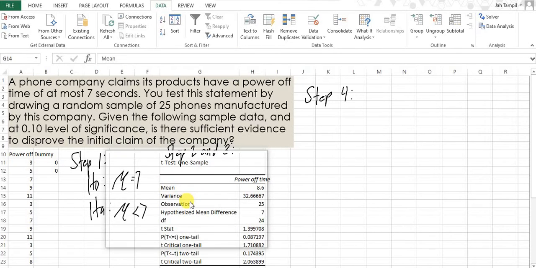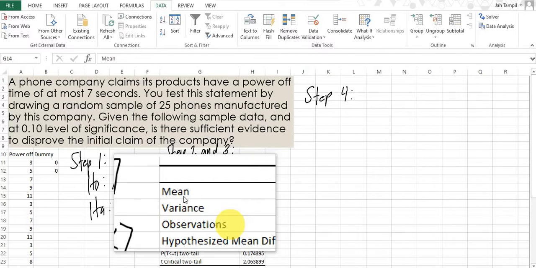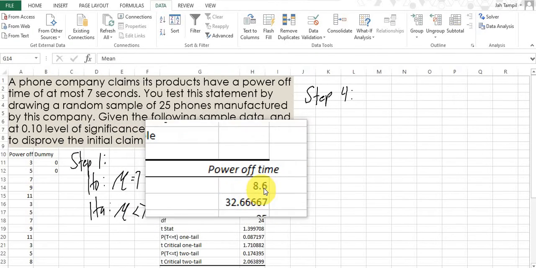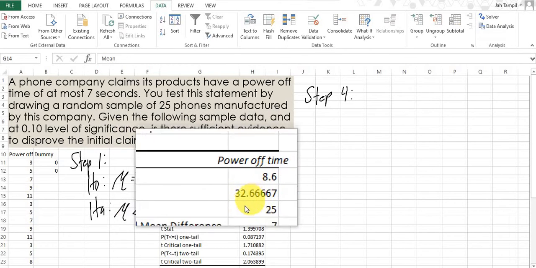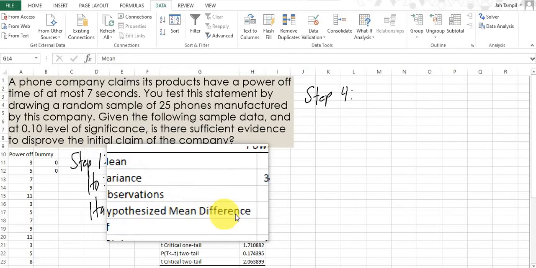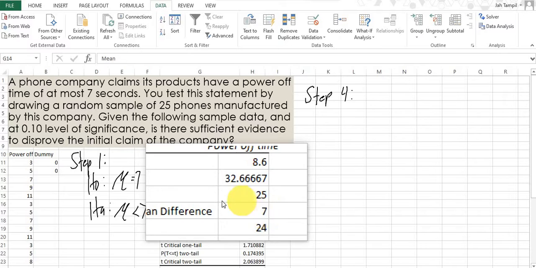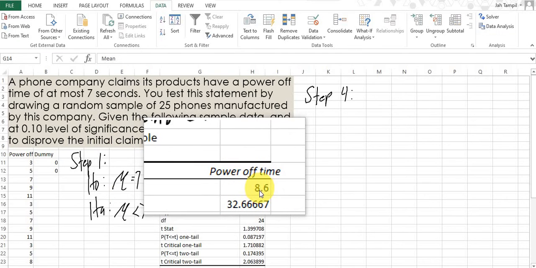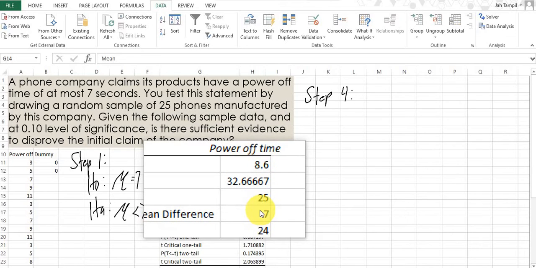Alright, so let's look at the values that we were able to get. Our mean is 8.6, our variance is 3.67, and so on. So our hypothesized mean difference based on our problem is 7. The mean that we got is 8.6. So we will now determine whether the difference between the two is insignificant. So now, let's look at how we will conclude this problem.